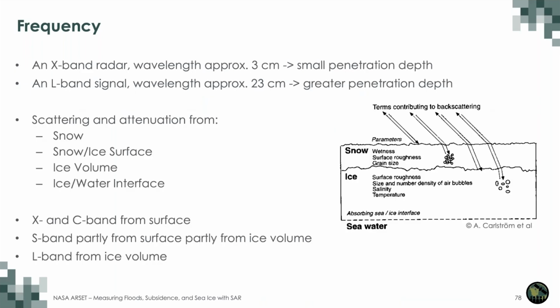And yeah, sea ice, as we've seen, is a difficult medium, where we have the snow on top and the snow ice interface, and then the ice water interface. And depending on the wavelength, the penetration would reach different depth. The X and C band generally scatter from the surface, and the S band can penetrate partially from the surface into the ice volume, and the L band scatter is generally from the ice volume itself. So because we're looking at different scattering mechanisms here, because of different penetration depth, this can give us added information for sea ice classification.